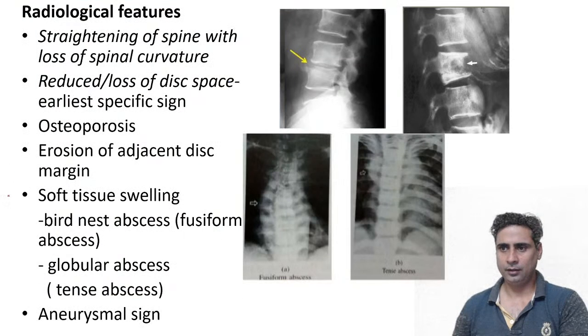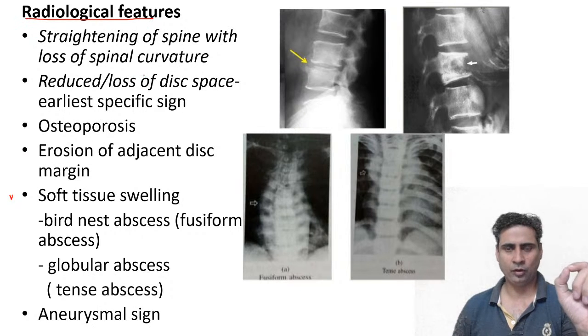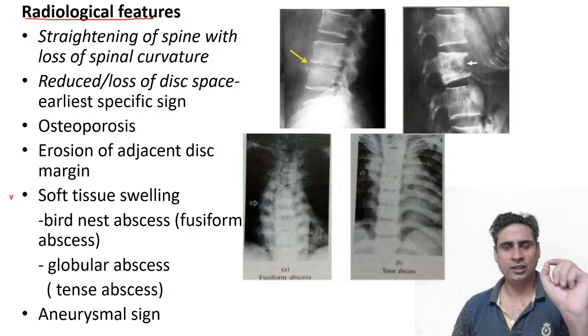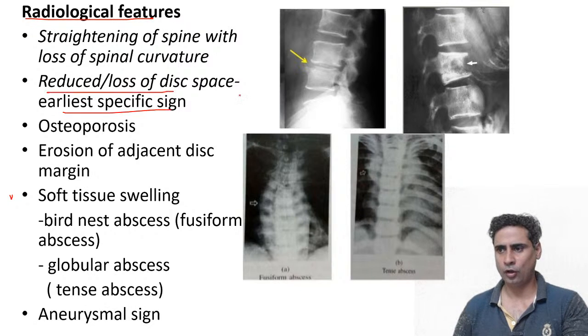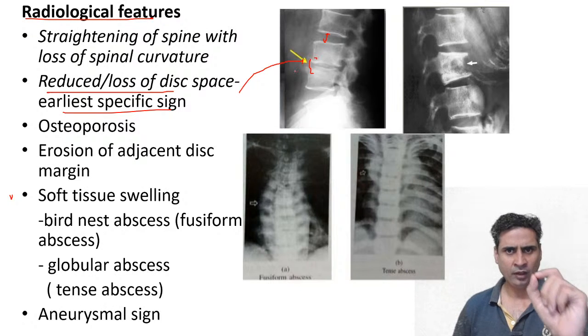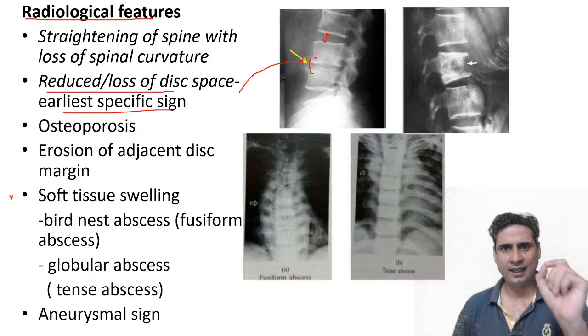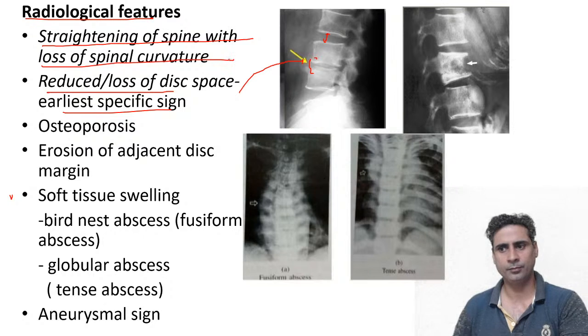On X-ray, remember, the earliest X-ray finding, which is mentioned in all standard textbooks of orthopedics and radiology, is reduction or loss of disc space. Here you see this is intervertebral disc space, here it is in tuberculosis. So reduction in intervertebral disc space is the earliest X-ray finding which is specific for tuberculosis. There may be straightening of spine because of spasm of paravertebral muscles, with loss of spinal curvatures.